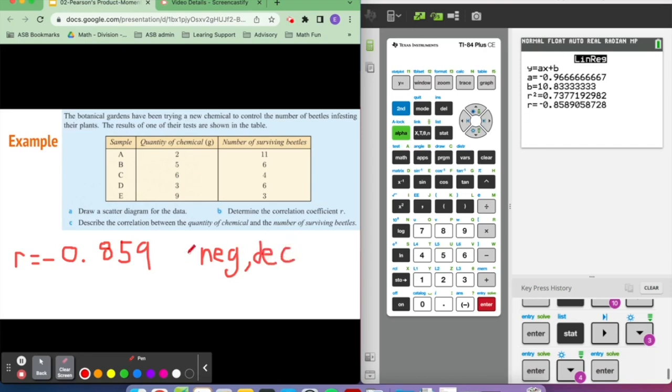Another thing that we can say, so here we talked first about the sign. The second information is about the strength. So negative 0.859 falls into our strong category because it's between -1 and -0.75. Strong. There we go. So this is how we're going to describe our data. Just a reminder, if you didn't see the R value, make sure you change your mode for the diagnostic.